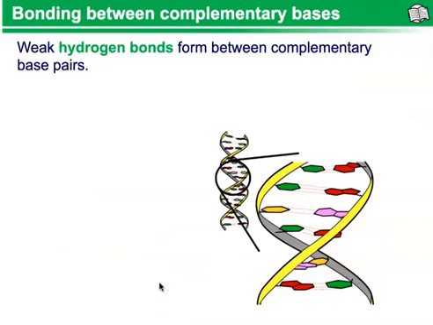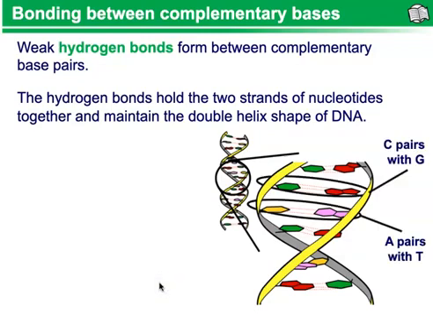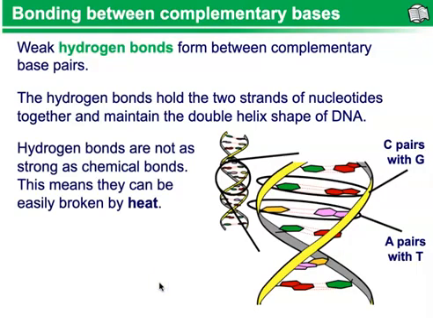Bonding between complementary bases. Weak hydrogen bonds form between complementary base pairs. The hydrogen bonds hold the 2 strands of nucleotides together and maintain the double helix shape of DNA. Recall, C always pairs with G, and A always pairs with T.